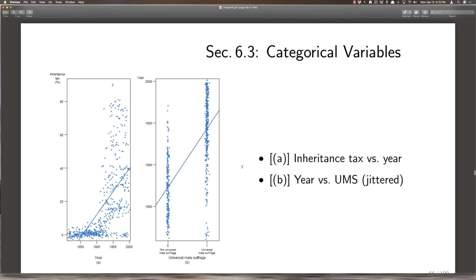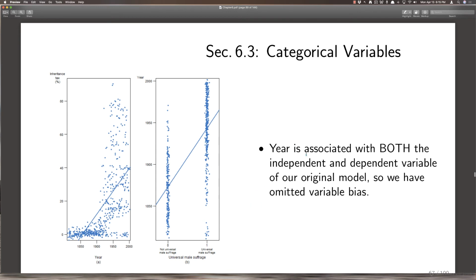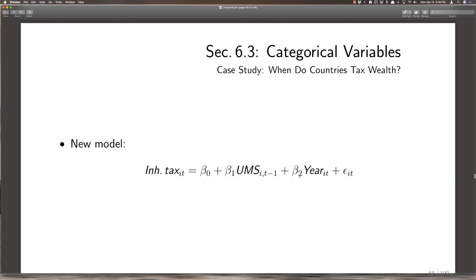And again, I'm jittering the data here just so you can see where all of these points are in the scatter plot. So year is associated with changes in both the independent and dependent variable. If I leave it out in the error term, I've got classic omitted variable bias. My beta 1 hat is estimated with bias. I can't trust it. I can't even trust the statistical significance in some cases if I'm trying to make a causal claim. So let's throw year in here.